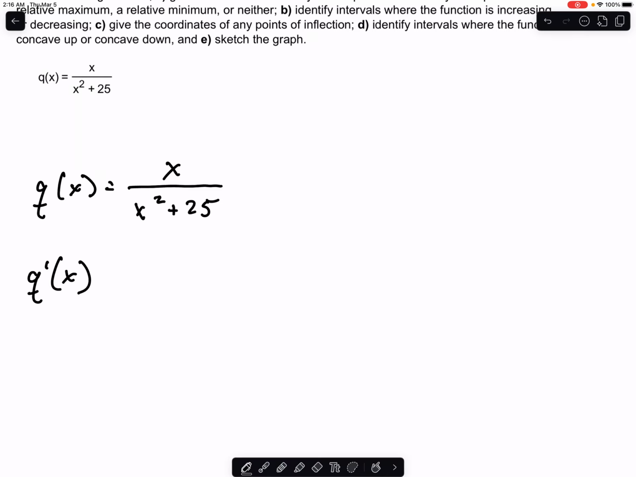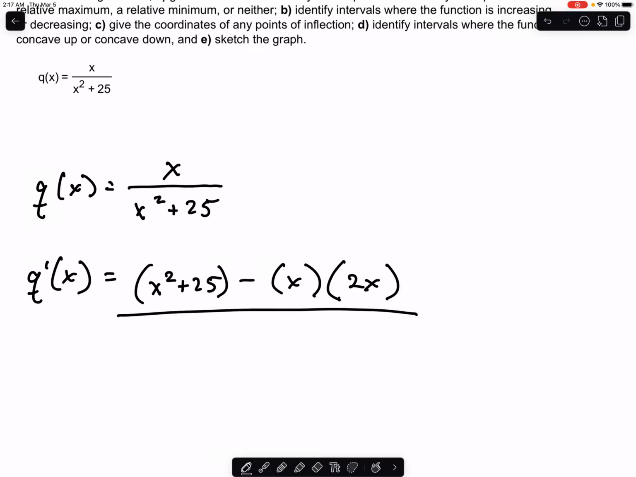We'll use the quotient rule. So the bottom, which is this, times the derivative of the top is a 1, minus the top, which is this, times the derivative of the bottom, which is this, all over the bottom squared. So the way I remember that is low d high minus high d low over low low.